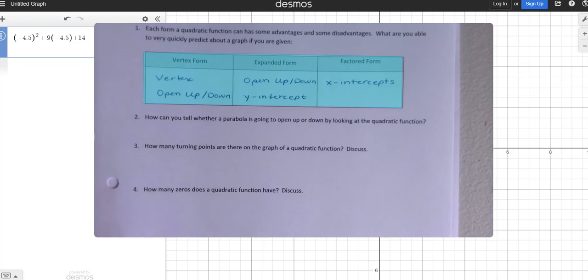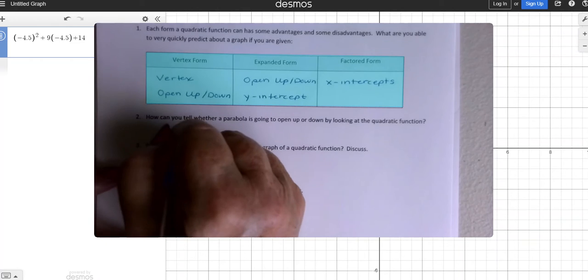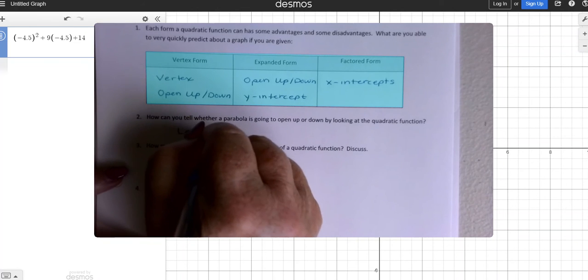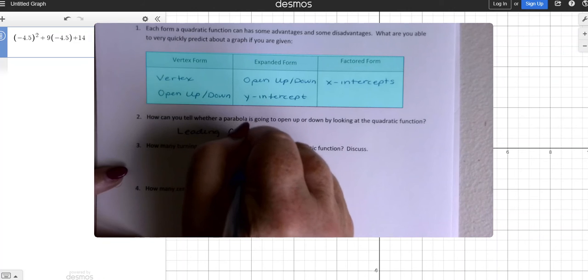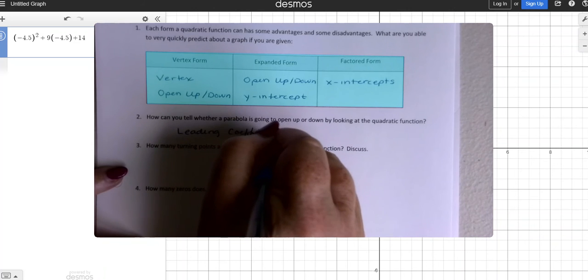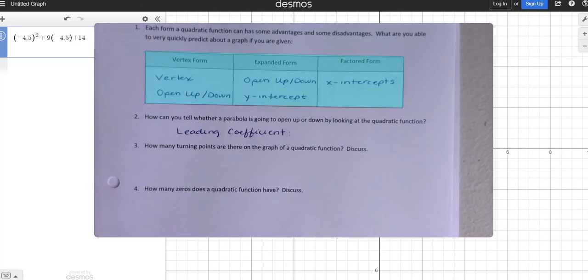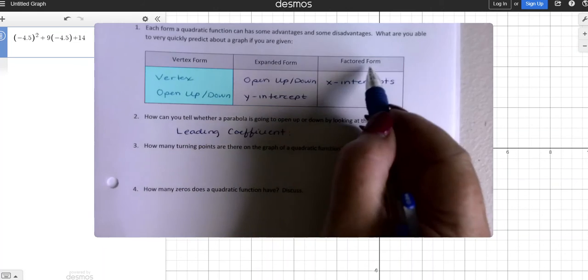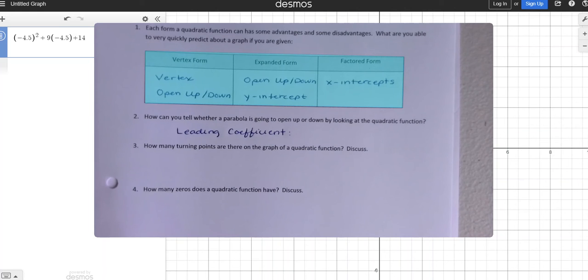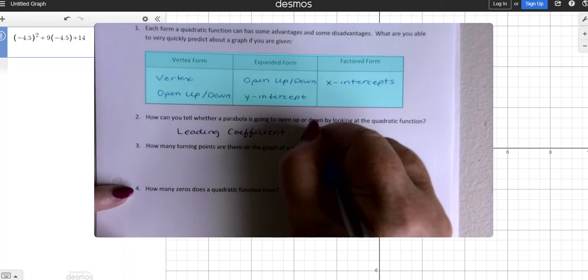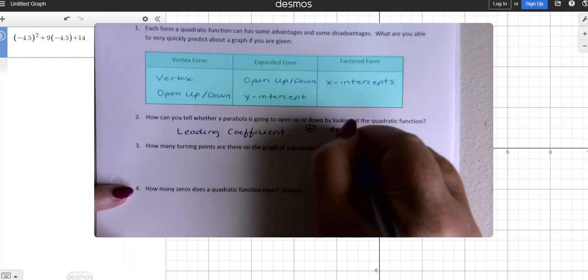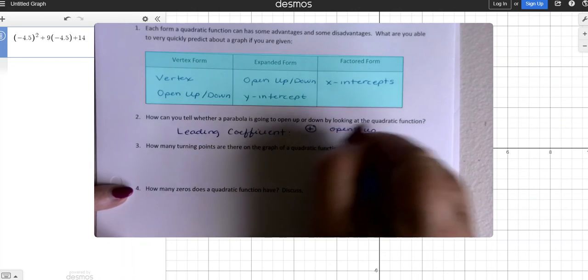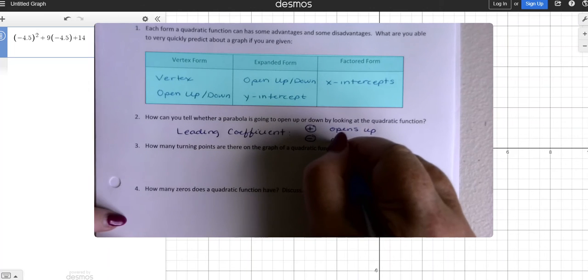Talk a little bit more about the open up, open down. Again, it's all about that leading coefficient. And this works whether you have standard form or whether you have vertex form, or if you have factored form, you can think about multiplying it out just enough to get that leading coefficient, right? If the leading coefficient is positive, it opens up. And if the leading coefficient is negative, it opens down.